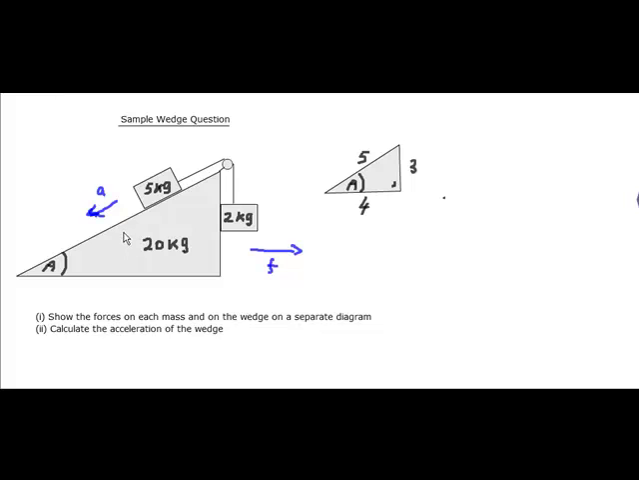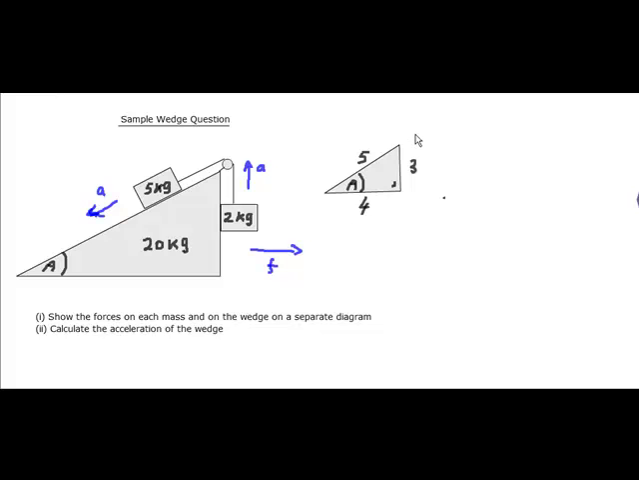And so let's try and visualize what's happening here. Well, the 5 kg is heavier, so that should go down the plane here. We'll just call that the acceleration A, down the plane, which means the 2 kg is going to go up with an acceleration A. So let's just put that in there. At the same time as the pulley system is moving on the string, the wedge moves underneath with its own acceleration F to the right.